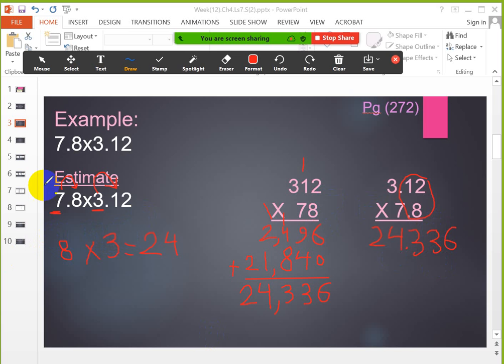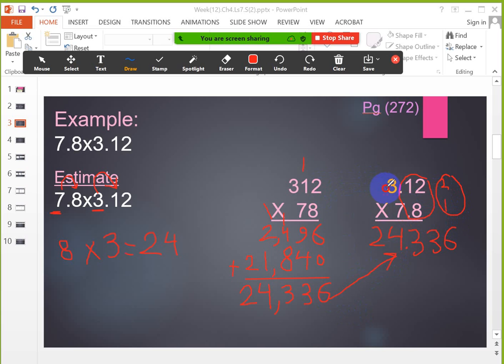No, forget the estimation. Now you have to count the number of digits after the decimal point in both numbers. Here I have 2 digits after the decimal point, and here I have 1 digit after the decimal point. So you have to move the decimal point here in the product 3 digits. You have to count the number of digits after the decimal point in both numbers. Okay, so the same thing if you want to use place value.